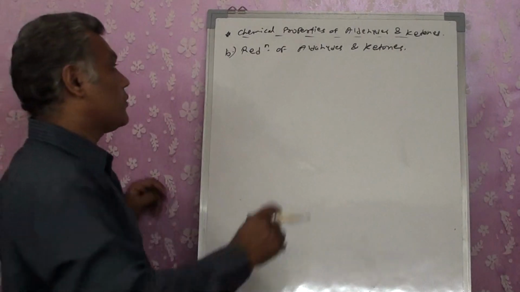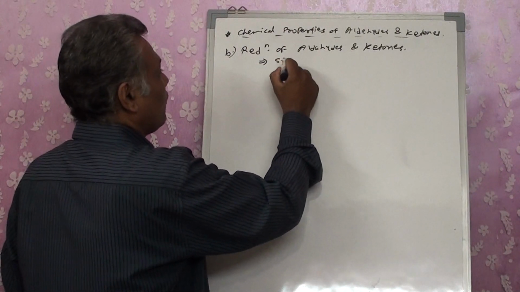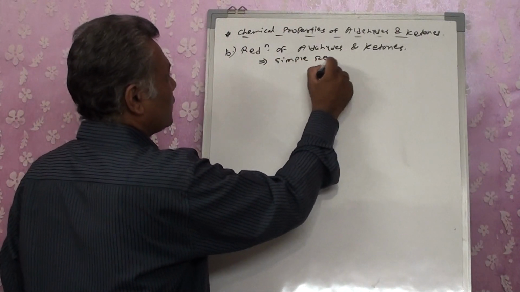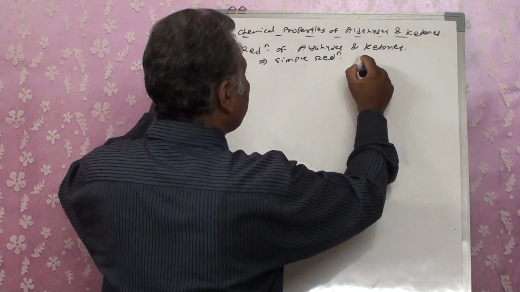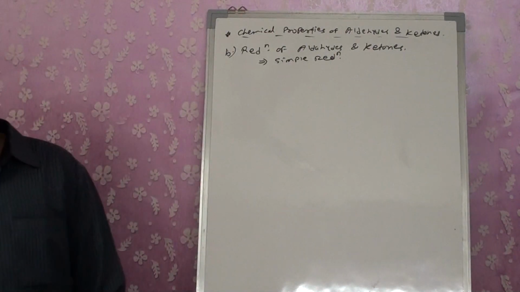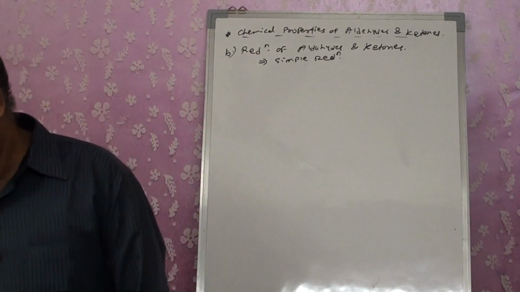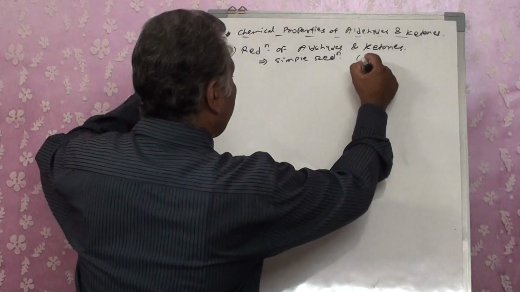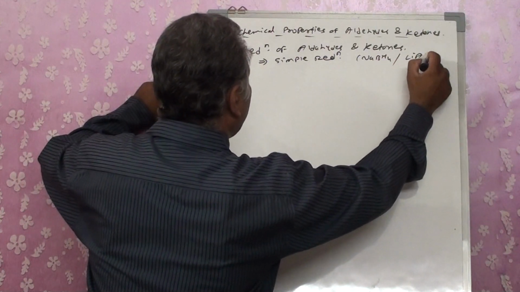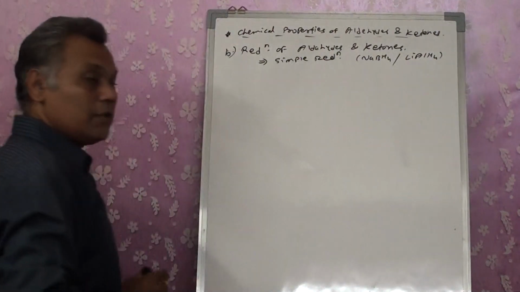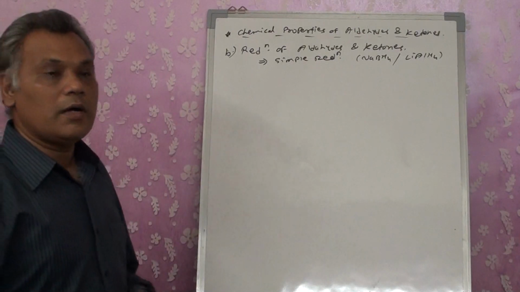Now when we come across the reduction of aldehydes and ketones, we have different reactions. One is termed simple reduction. That reduction we do by using some simple reducing agents. We are specifically going to use NaBH4, or you can also use LiAlH4. These are the two reducing agents which will convert aldehydes and ketones into alcohols.